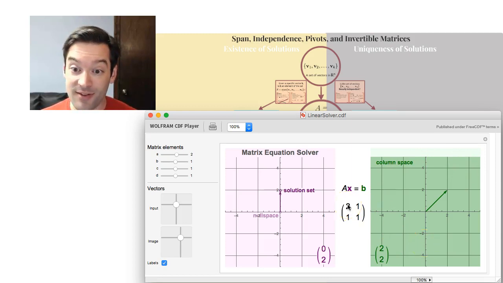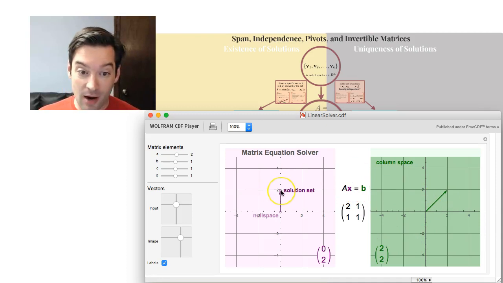Another way to do that is to say, using span as a verb, that the columns of A span R2. That's just another way to say that I can make any vector in R2 as a linear combination of the columns of this matrix. That also, you'll notice, shows me that to solve this equation, Ax = b, the solutions that I get are going to be unique. There's only one vector on the purple domain here, which when I multiply it by this matrix gives me the vector that I want over here on the right.